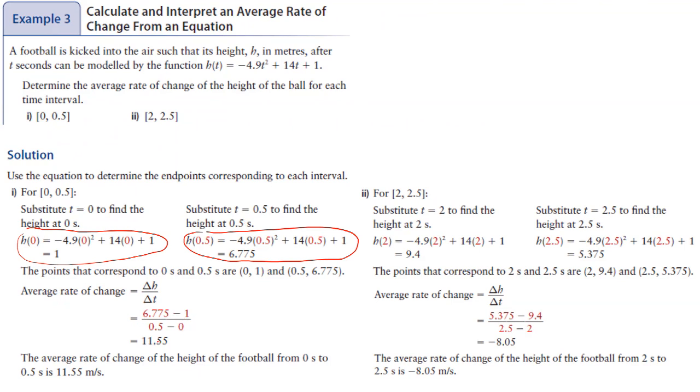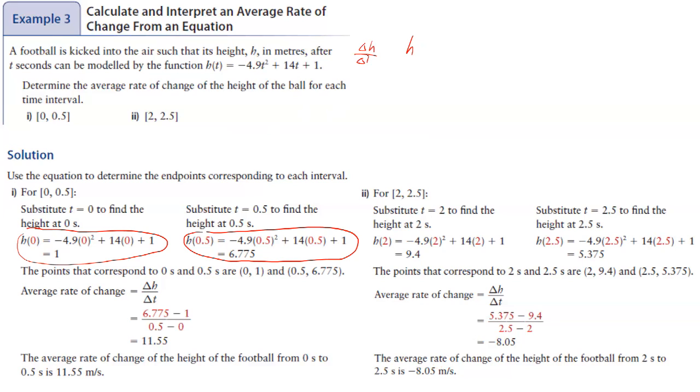6.775 minus 1 over 0.5 minus 0, which is 11.55. So the average rate of change of the height of the football from 0 seconds to 0.5 seconds is 11.55 meters per second. And using the same method, we can also calculate that from 2 seconds to 2.5 seconds, the average rate of change is minus 8.05 meters per second, right? Also, usually you can use this expression.